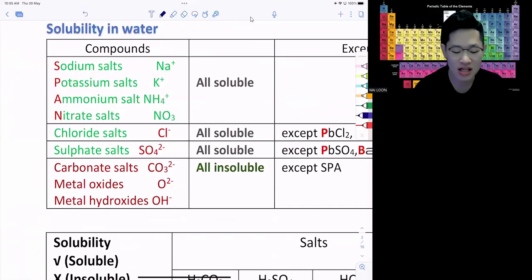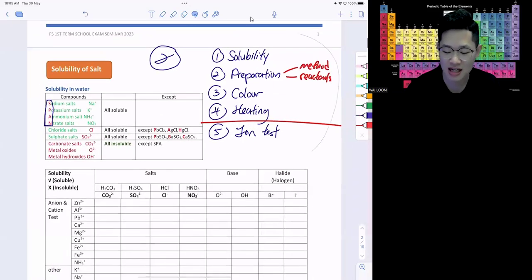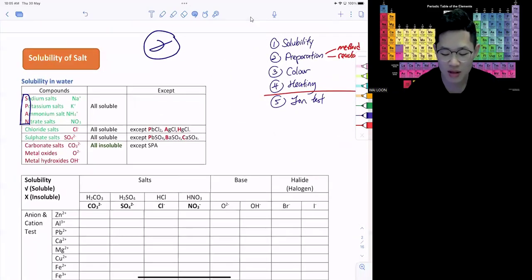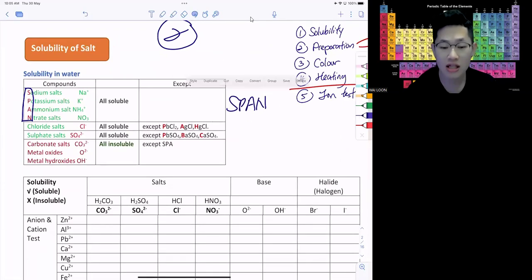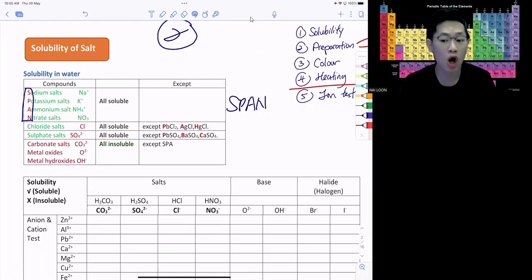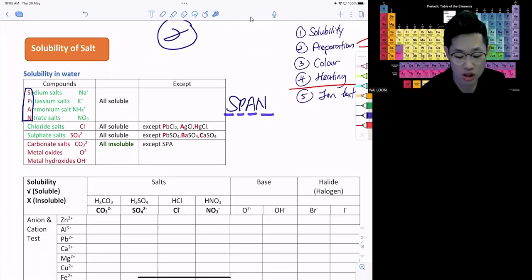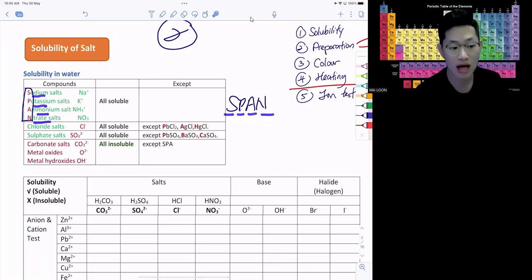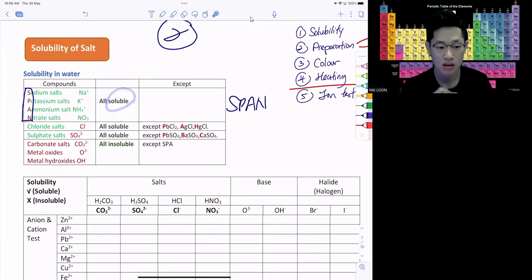First, we have this group which we call the SPAN salts. Every time you see SPAN, they are soluble. SPAN is sodium, potassium, ammonium, nitrate. Every time you get a salt and you want to tell the solubility, you should always ask yourself: can I find sodium, potassium, ammonium, or nitrate in the salt? If yes, then soluble.